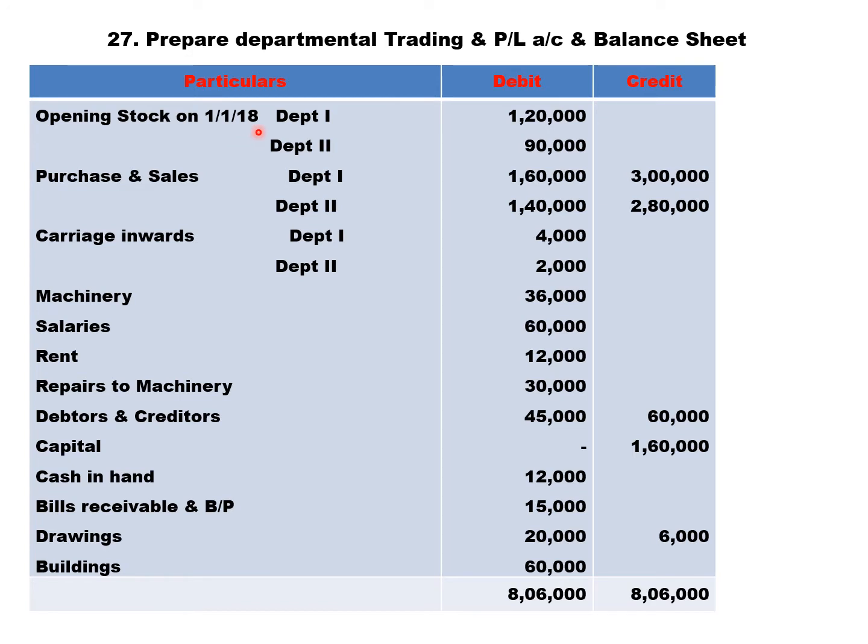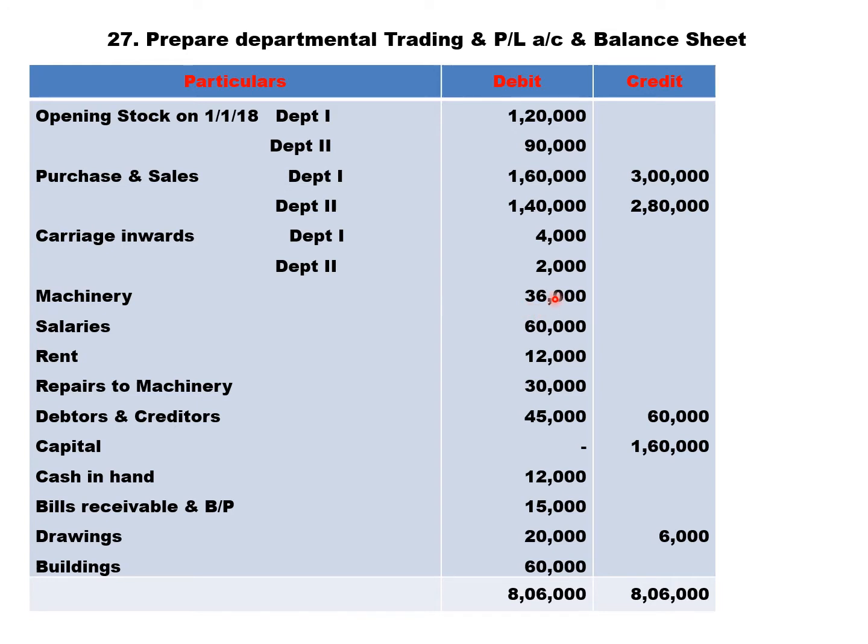Opening stock on 1/1/18 they have given you separately for department 1 and 2, so it will come in trading account. Purchases of department 1 1,60,000 and department 2 1,40,000. Sales of department 1 3 lakh and department 2 2,80,000, so both will come in trading account. Carriage inward department 1 4,000 and department 2 2,000 will come in trading account.